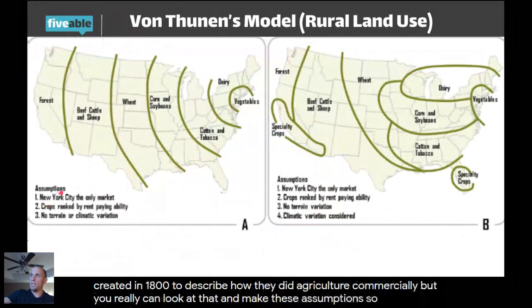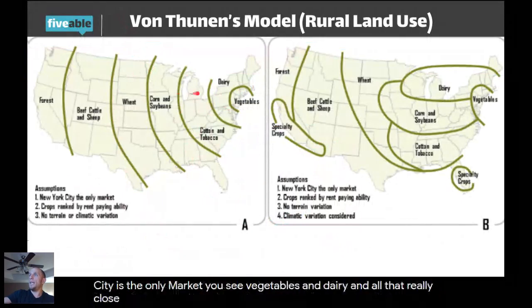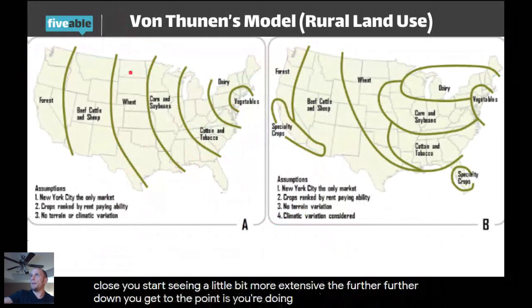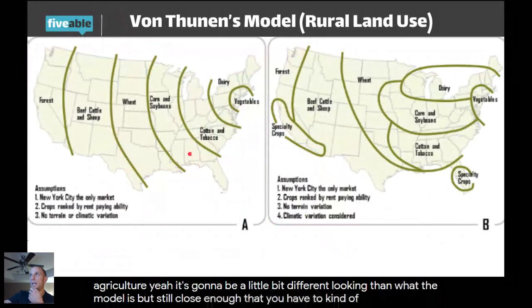So if New York City is the only market, you see vegetables and dairy and all that really close. You start seeing a little bit more extensive agriculture the further out you get, to the point that you're doing straight up extensive agriculture. Yeah, it's going to look a little bit different than the model, but still close enough that you have to kind of scratch your chin on it.